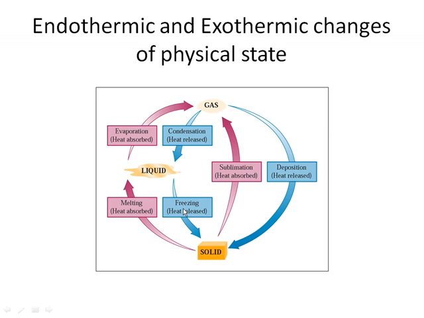Physical changes of state: we've got a nice picture from your textbook looking at all the things that you could do: condensing, evaporating, subliming, freezing, and melting, and whether they're endothermic or exothermic. When heat is absorbed, obviously that's endothermic. When heat is released, it's exothermic.